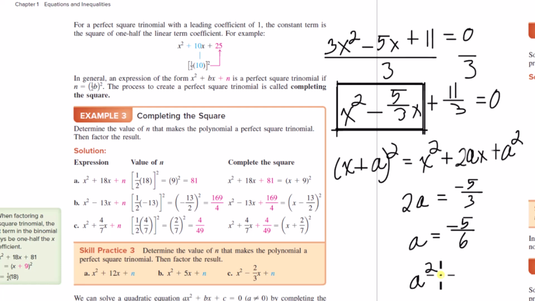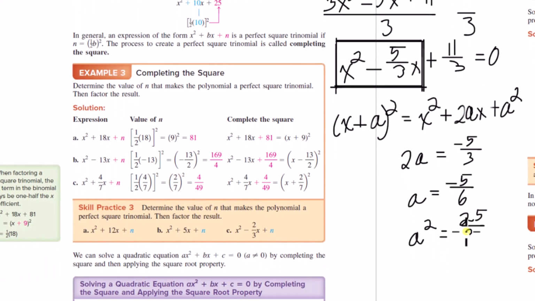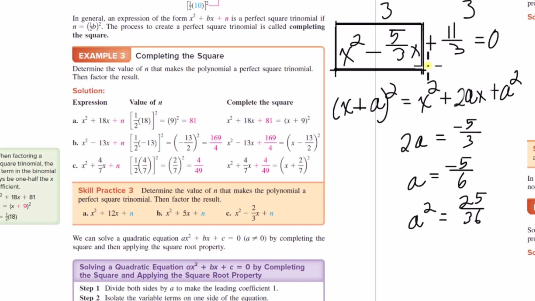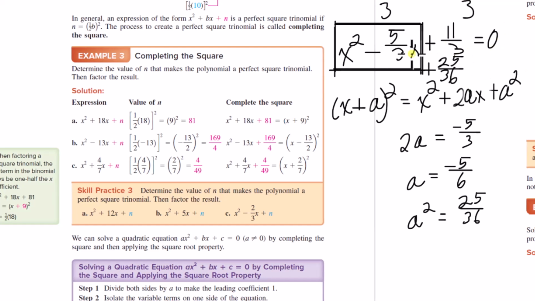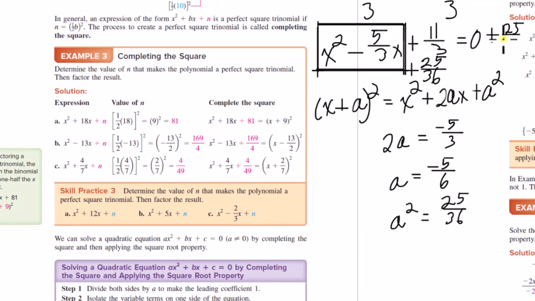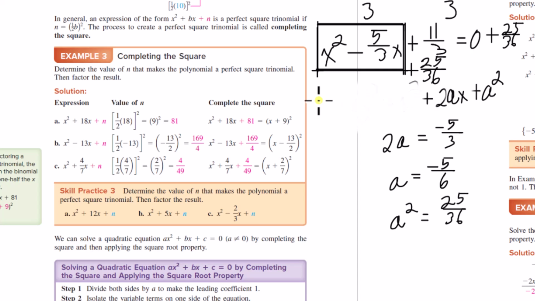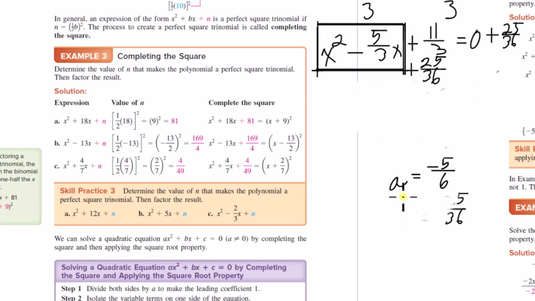We square that. What do we get? 25 over 36. So let's add 25 over 36 to this expression here, but also, so we don't change the equation, add it over here. Okay? And so what does that mean? What have we done? Well, okay, we can erase all this, but just keep in mind what a is. A was minus 5/6. So let's not forget, I'm going to rewrite a. A is minus 5/6. Okay.